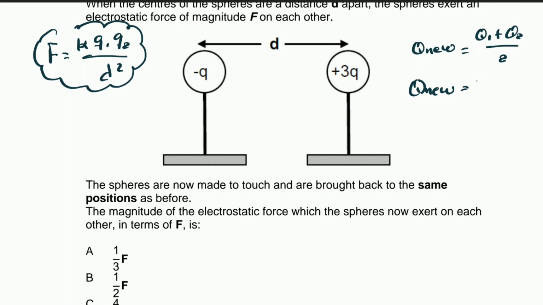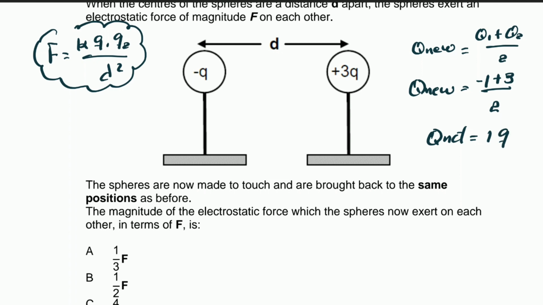Now you have minus 1 plus 3 divided by 2. And when you solve this one, you get that each of the two spheres will have a new charge of 1 Coulomb. All right? Or whatever is the case. They're not asking about Coulomb, but they're going to have a charge of 1 K. So let's substitute Coulomb and write K here.